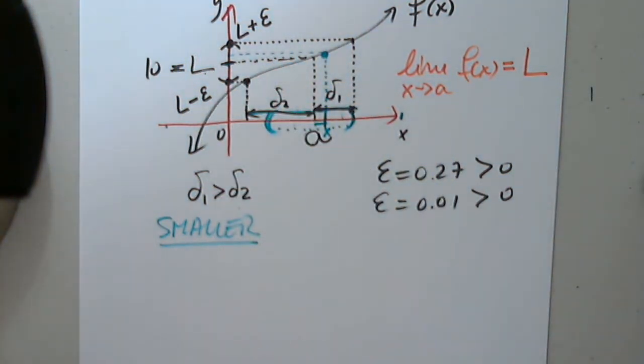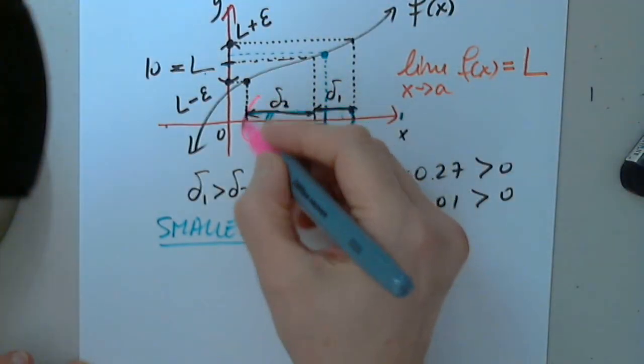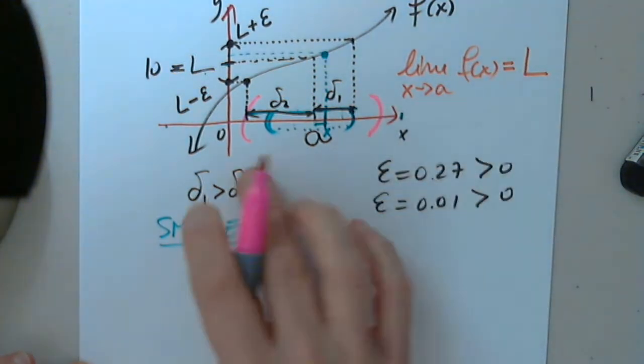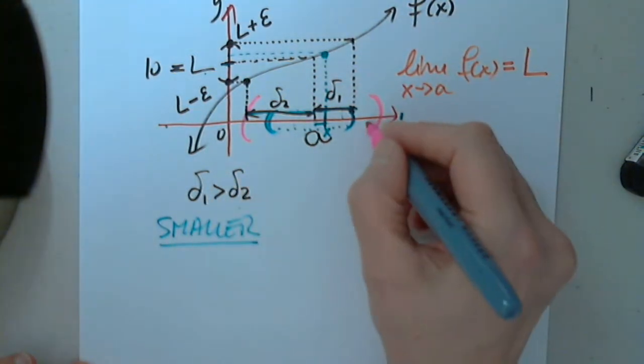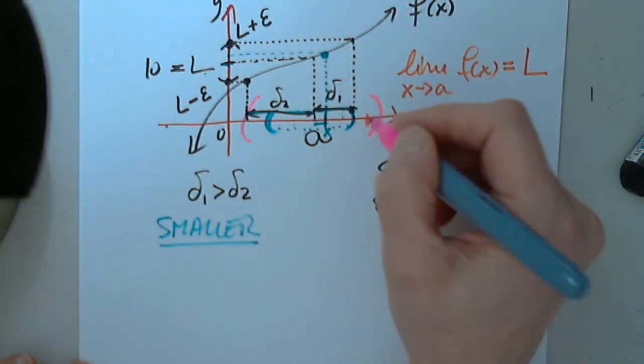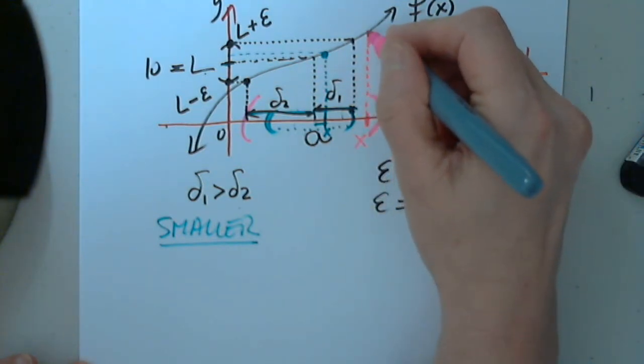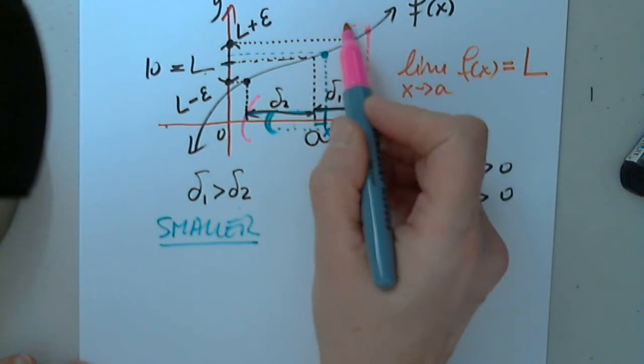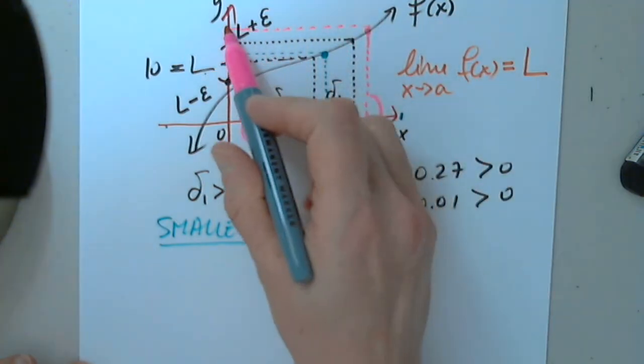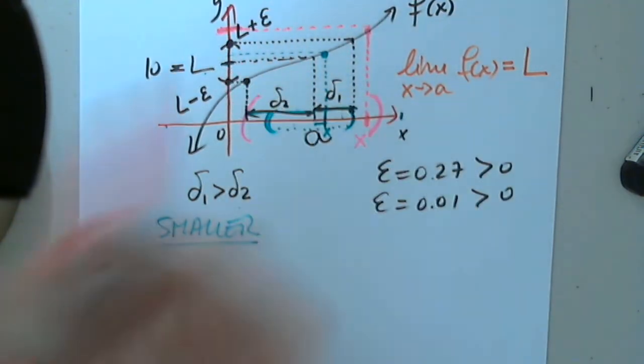But if I choose the big delta, let's say I choose this interval. See what happens if I use the big delta? I may choose X here, and look what happens now. Outside of the interval.